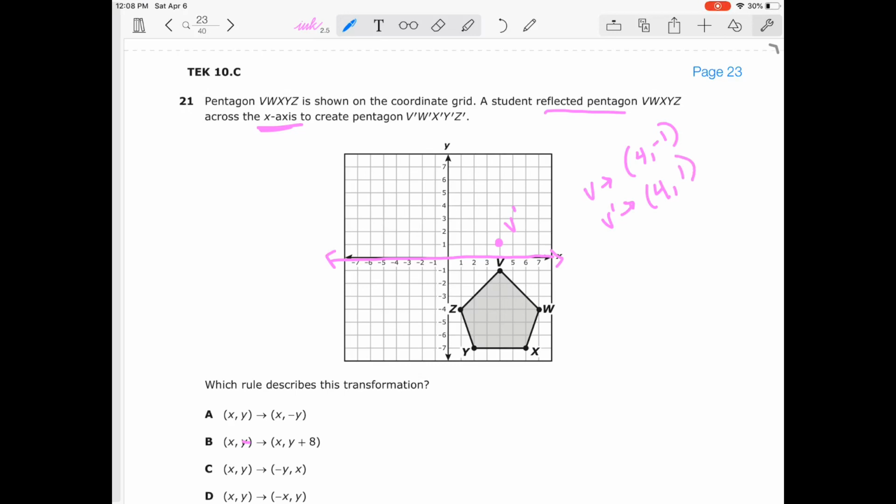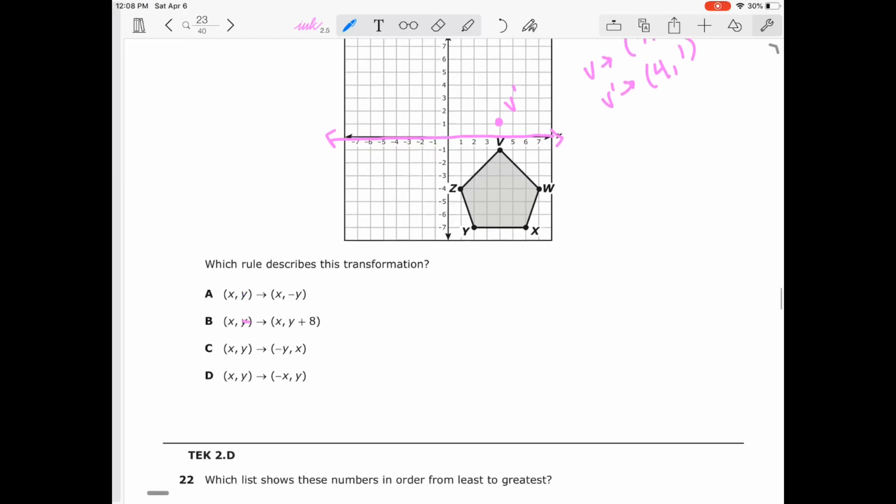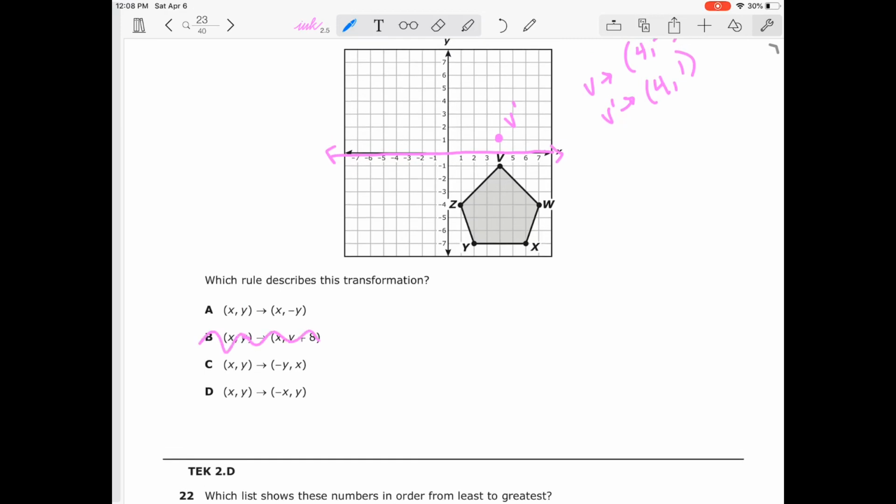So let's talk about our answer choices. In our answer choices, these are talking about the rule. And I can eliminate B right off the bat because that's a translation. And so that means it's a shift left or right or up or down. A, all right, well, our x stayed the same. Our y value went from negative to positive. Here we're talking about going to negative, but really that just means the opposite. So our answer choice looks like it's going to be A, but let's double check.